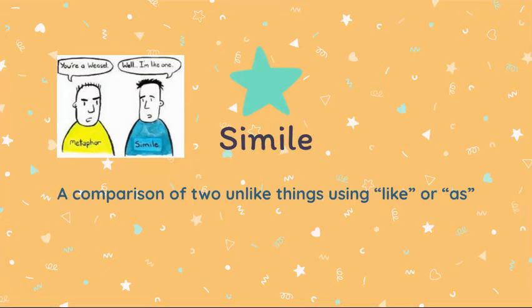Simile, I know you've seen before, comparing two unlike things using like or as. Like she was funny as a clown, right? She was tall like a tree in the prairie. I don't know. It's when you use like or as.